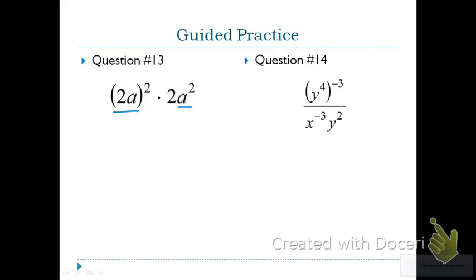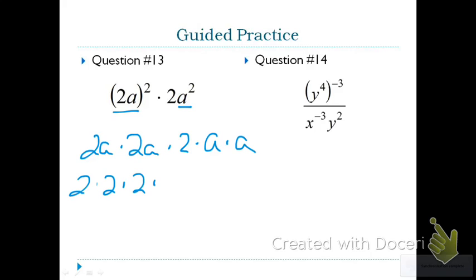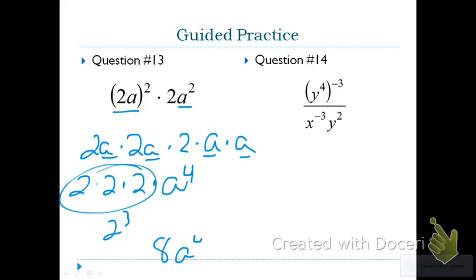To answer this one, I would expand it out just so you can really see the answer here. 2a times 2a times 2 times a times a. And we can rework this as 2 times 2 times 2, and 1, 2, 3, 4 a's, or a to the fourth. Three 2's, or 2 to the third, which is 8. a to the fourth. There's your final answer. So watch these parentheses.